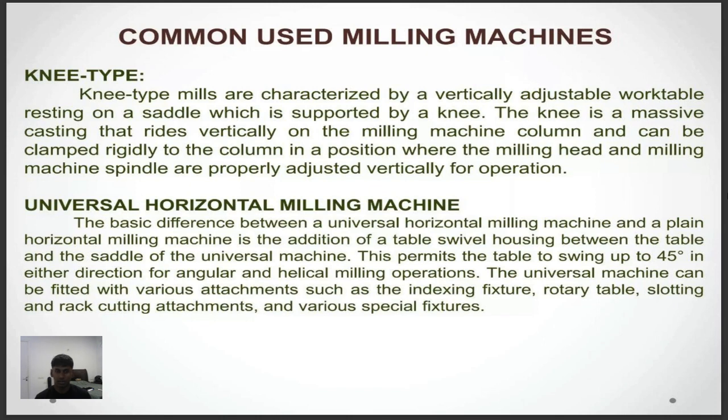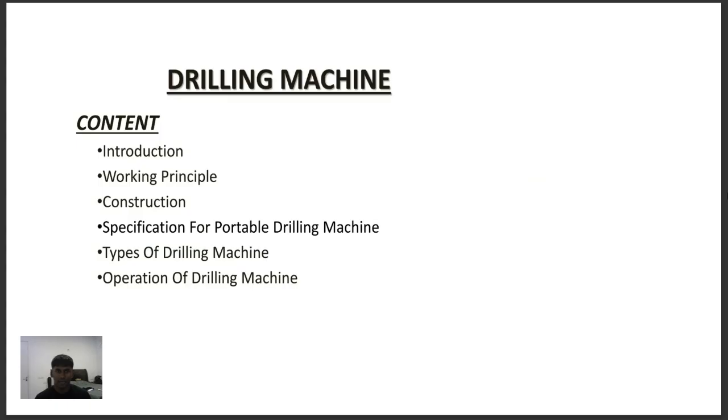Universal horizontal milling machine. The basic difference between a universal horizontal machine and a plain horizontal milling machine is the addition of a table swivel housing between the table and the saddle of the universal machine. This permits the table to swing up to 45 degrees in either direction for angular and helical milling operations. The universal milling machine can be fitted with various attachments such as indexing fixture, rotary table, slotting, and rack cutting attachments, and various special fixtures.